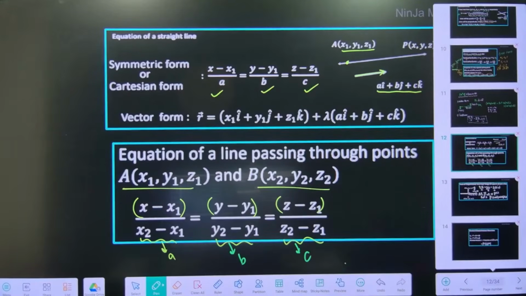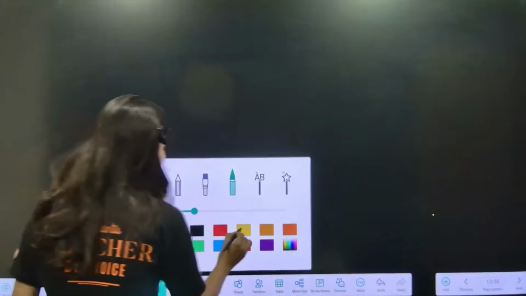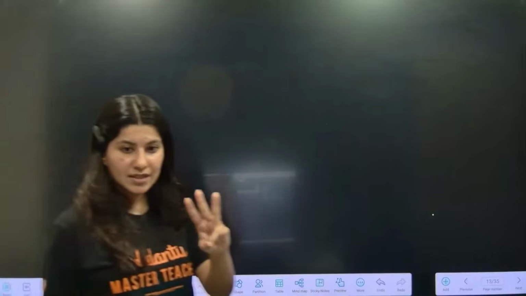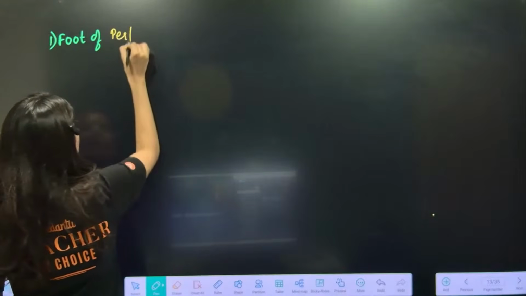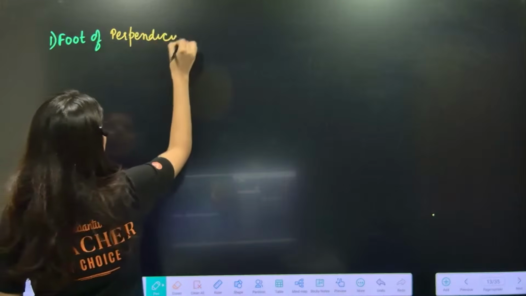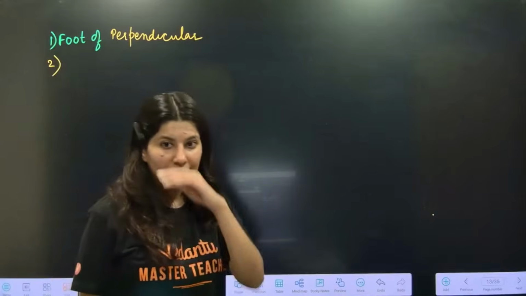Now what should we study? I think we should go for this topic, which is foot of perpendicular. How to calculate? See, there are three concepts, but actually they can be merged into just one concept that we are going to study. So if they are asking you foot of perpendicular, then you have the same concept.